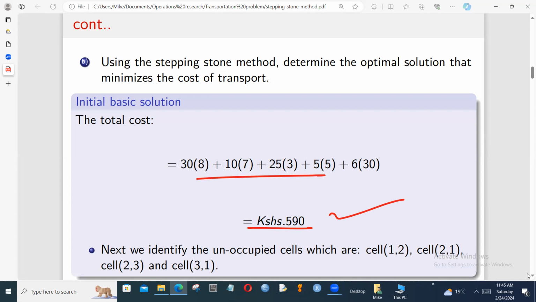Now, from here, what is most important for this particular lesson is to see how we can use the stepping stone method to see whether we can actually minimize this cost further, or this is actually the minimum amount we can spend to transport those goods from their sources to their various destinations. And so that's what we want to do.